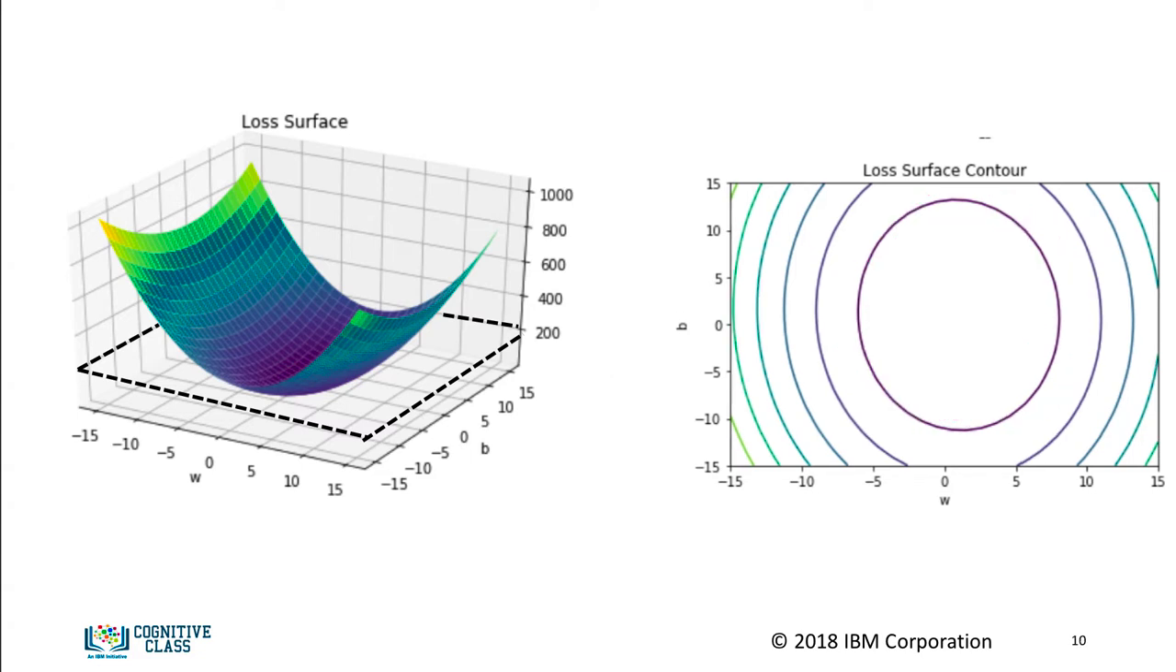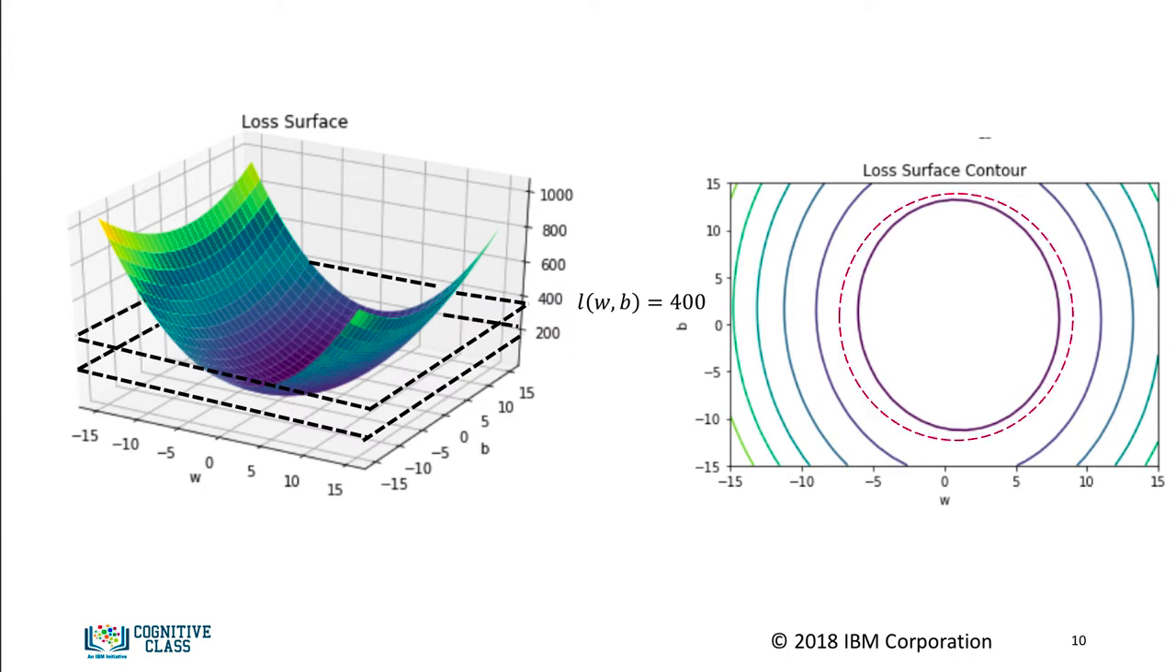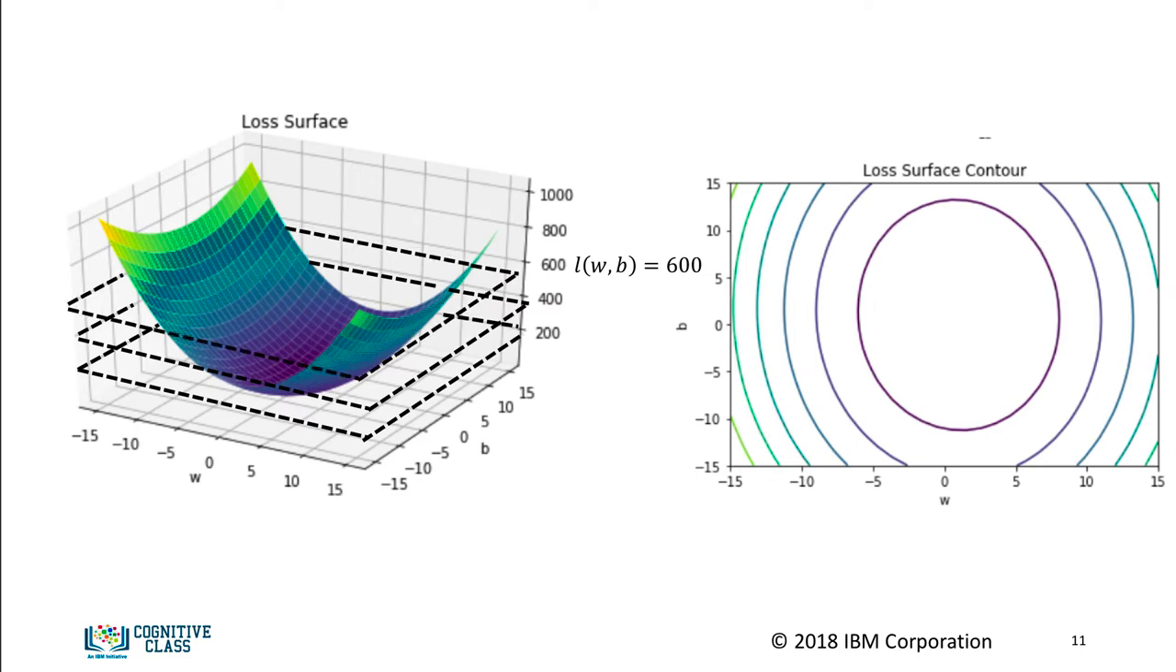Similarly, consider cutting it at a value of 400, represented by the following plane. The points where the surface corresponds to the plane correspond to these contour lines. We cut it at 600. The points where the plane intersects with the surface can be represented by the following contour lines.